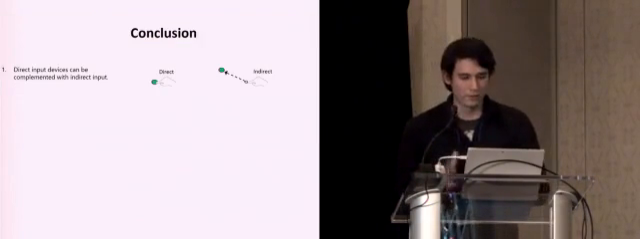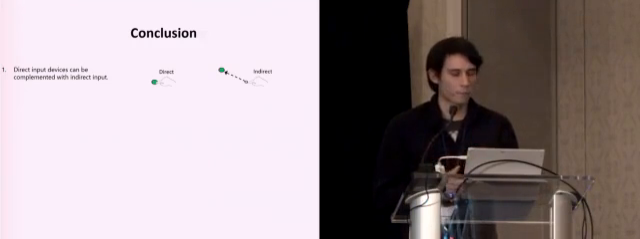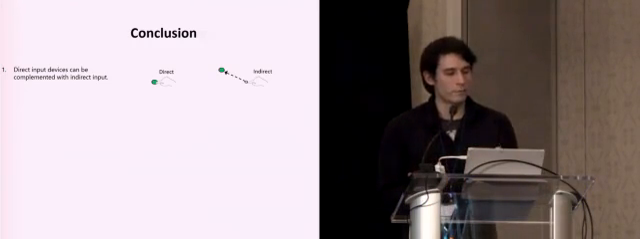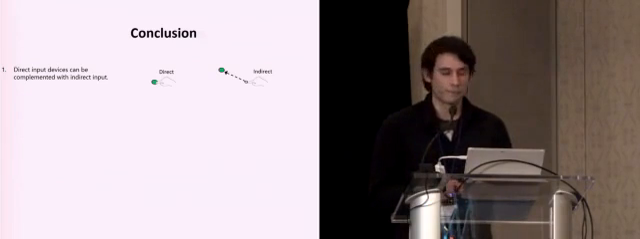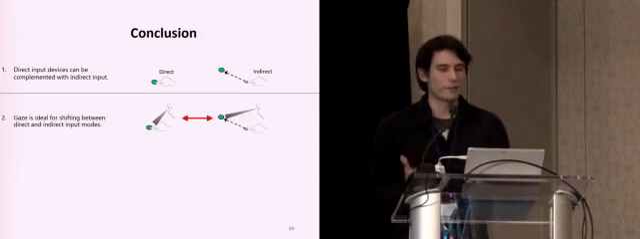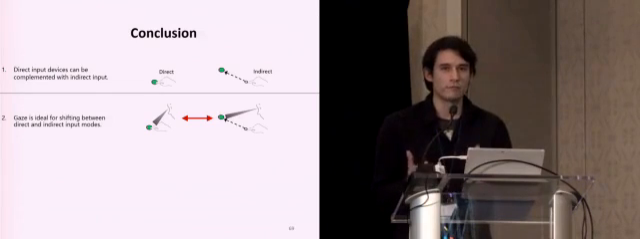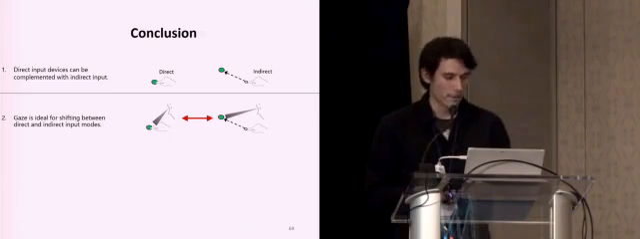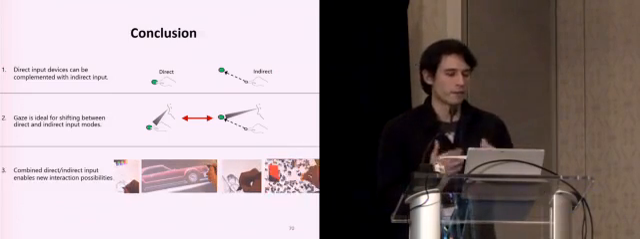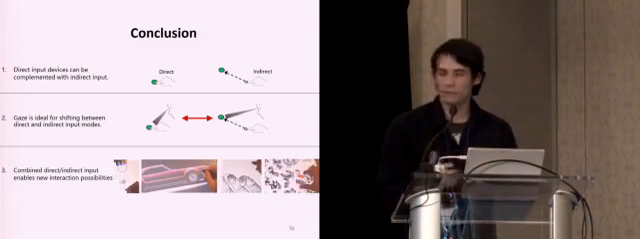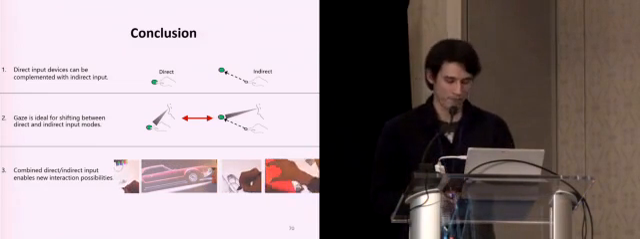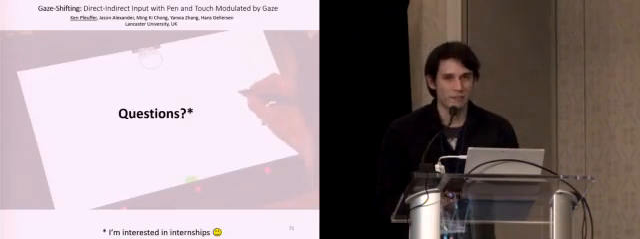So I want to conclude this talk with 3 points. First, we think that direct input devices can have an additional indirect input mode that is complementary to this direct interaction. And we think that gaze as a modality is actually quite ideal for shifting between those 2 input modes. And at last, based on this principle, there are new interaction possibilities that we can use for different kinds of applications. Okay. Thank you very much for your attention.